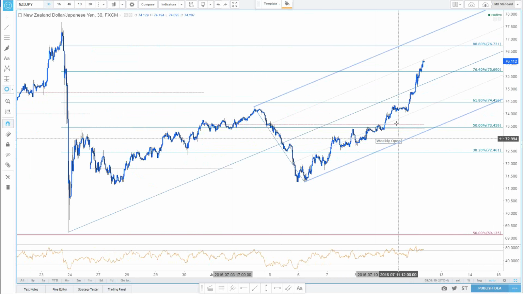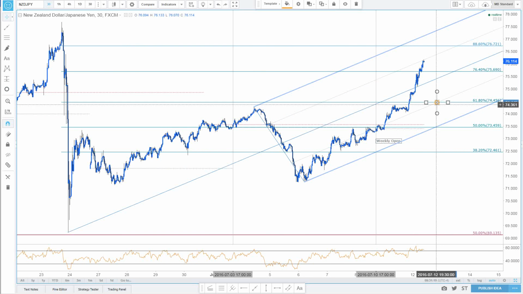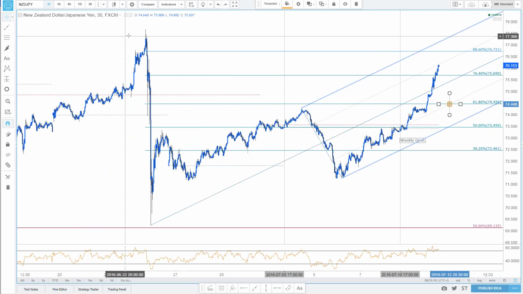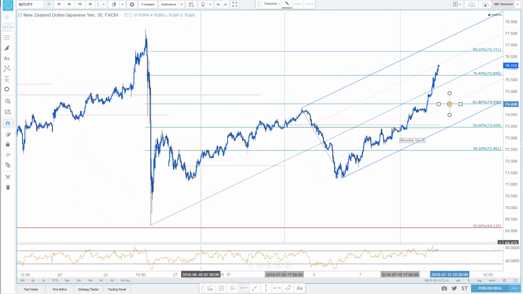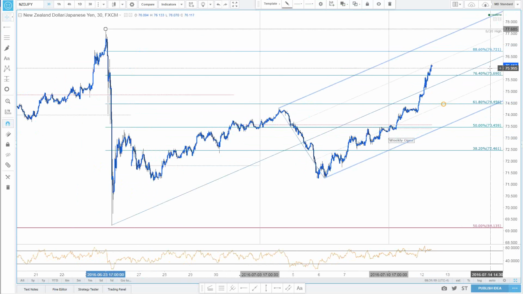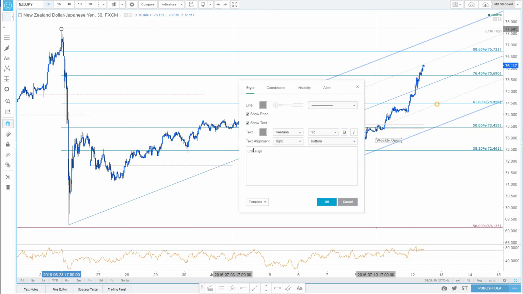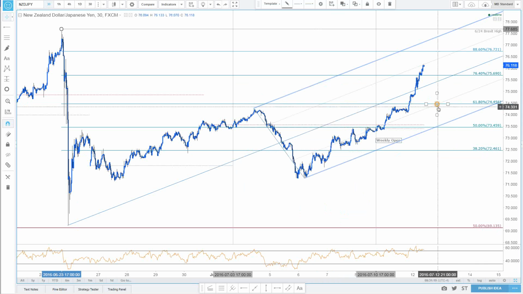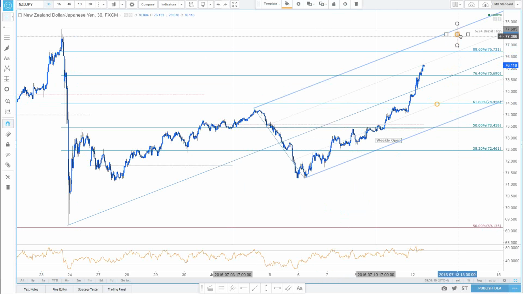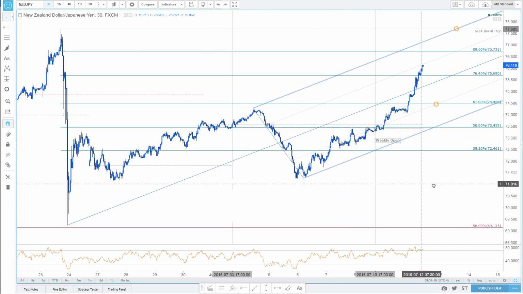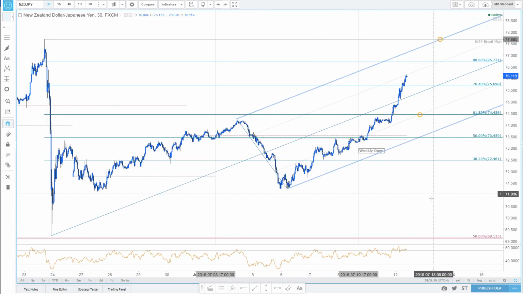Okay. So constructive above 74.45. The actual stretch high from Brexit comes right here at 77.68. Not bad. Thanks for bringing this up.